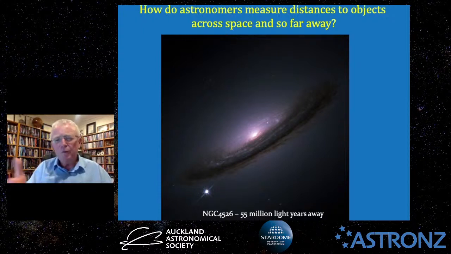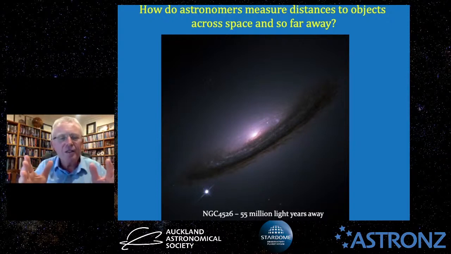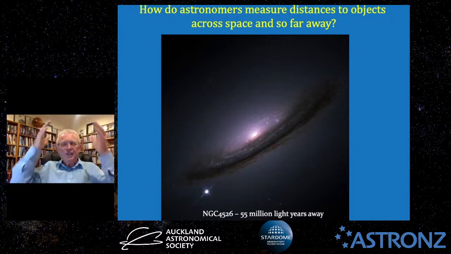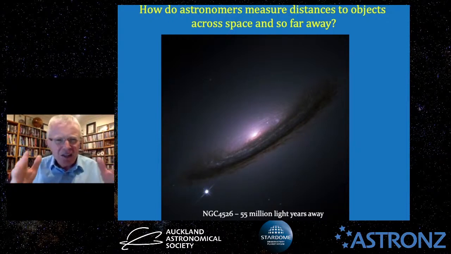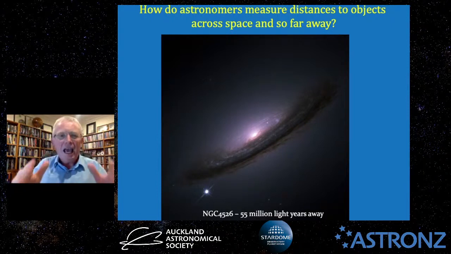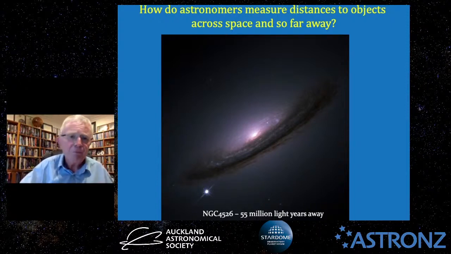So, this beautiful image is one of my favorites. You come across beautiful images like this distant galaxy, it might be on the internet or in a book. And almost always, like with this galaxy NGC 4526, they quote the distance, how far away it is from us. In this case, 55 million light years away. And you can't help but think, how do these guys know this? How do astronomers measure distances to objects across space that are so far away?